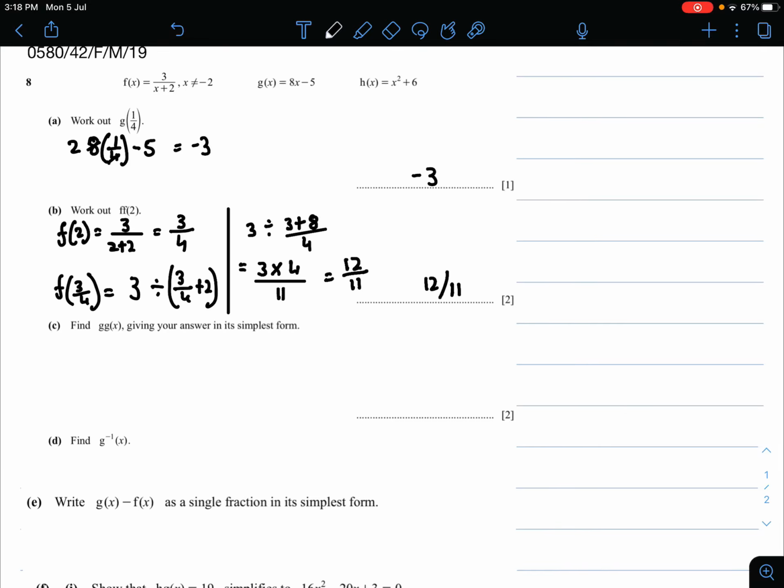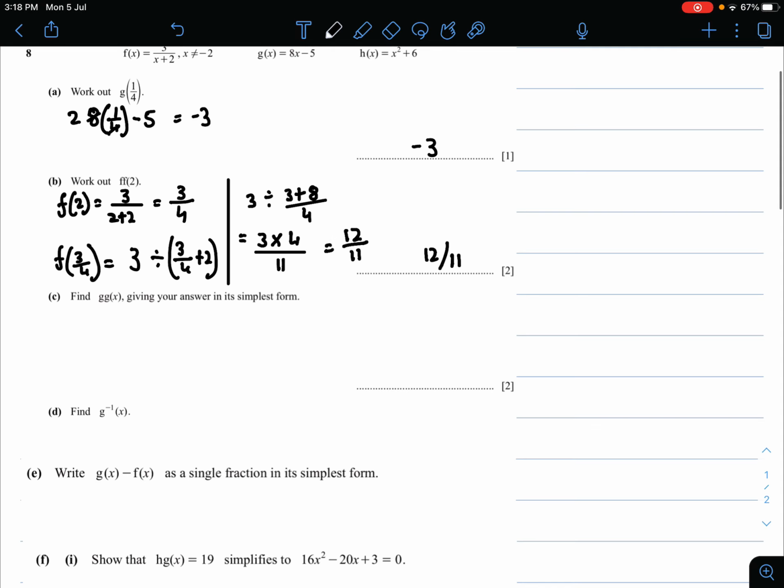Now let's move on to part C. G of x. So we have to substitute the x value as the g function itself. So therefore 8x minus 5. So therefore 8 multiplied by 8x minus 5, and then minus 5.